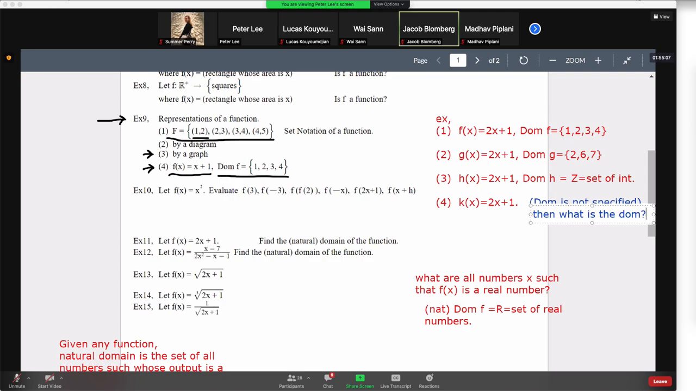Yeah. So in this case, you're right. If the domain is not specified, by the way, in all your math classes, many times what they do is they just write the function and then they don't write the domain. It's very common that in math, we have a rule and they don't specify the domain. Sometimes they have a domain written out, but many times they don't. So then what is the domain?